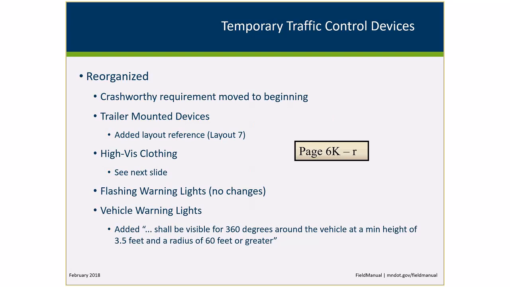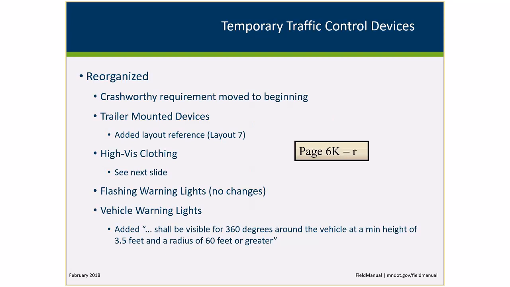Within the general provisions area, we've got a section on temporary traffic control devices, and this was modified pretty significantly. We reorganized it. Previously, the crash-worthy requirement was towards the end, and you'd have to read through a bunch of different things before actually getting to that part. And that's one of the key things about temporary traffic control devices, that we want to make sure that they're crash-worthy. So we moved the crash-worthy requirement to the beginning to make it clear that they have to be crash-worthy.